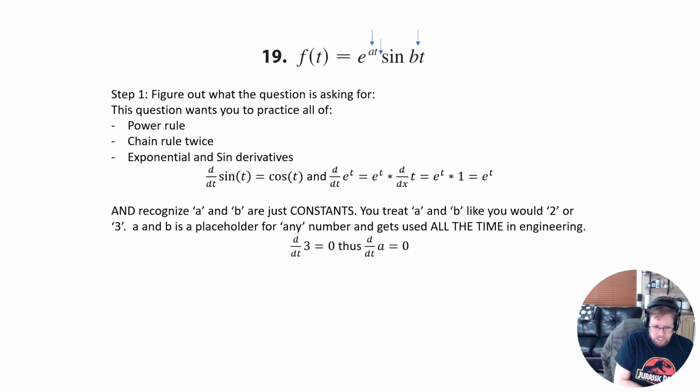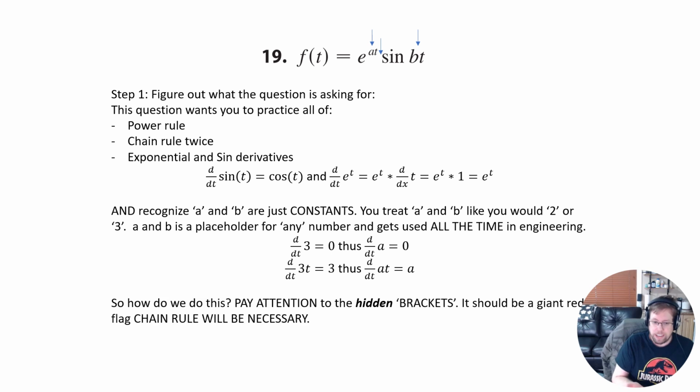So since it's just a number, you treat it the same way you would treat, say, 3. We know that the derivative of 3 is 0, so the derivative of a is also 0. We know the derivative of 3t is just 3, so the derivative of at becomes a. So we basically have to use the chain rule twice here because there's more or less these hidden brackets. Whenever you see brackets, or you could draw brackets but they're left out, that's a sign the chain rule is going to be necessary if it's got something involving your t in it.